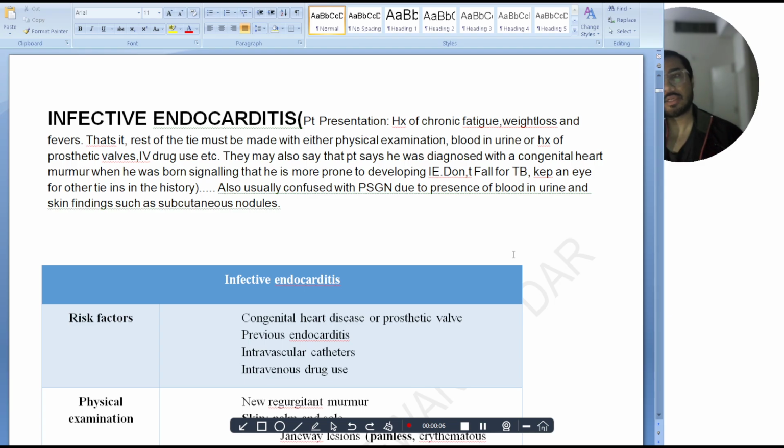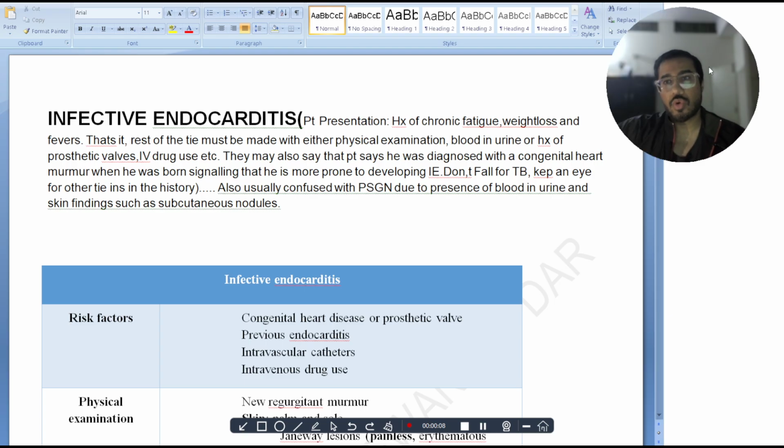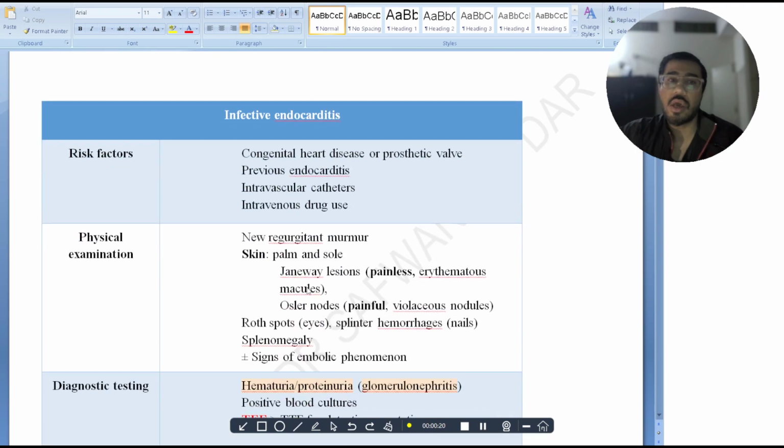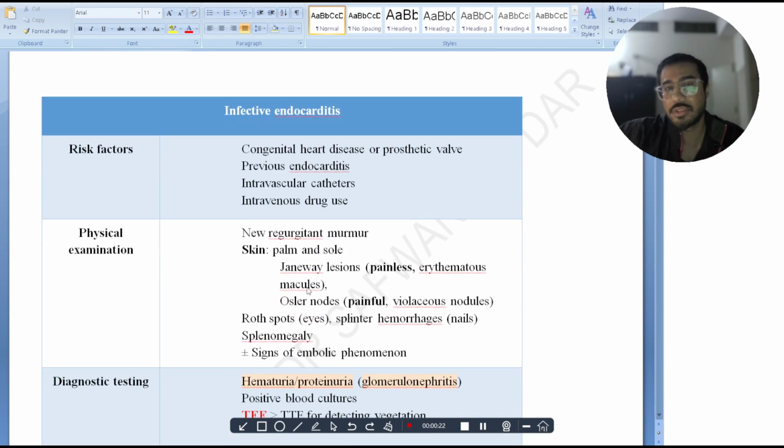Infective endocarditis. So first of all, we're going to discuss what the presentation is going to be like. The history of the patient: whenever you read about infective endocarditis, there are a lot of symptoms and a lot of lesions to take care of, and it can become a little bit overwhelming. But when the patient presents, it's really weird, because the presentation is quite simple.